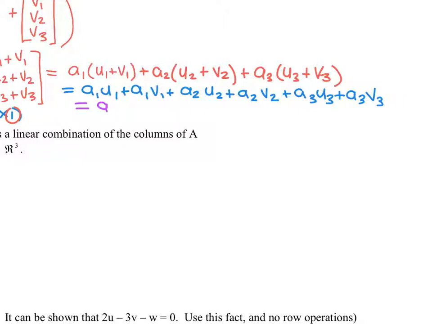So I'm going to write it as A1 U1 plus A2 U2 plus A3 U3. Then for the V's, A1 V1 plus A2 V2 plus A3 V3.